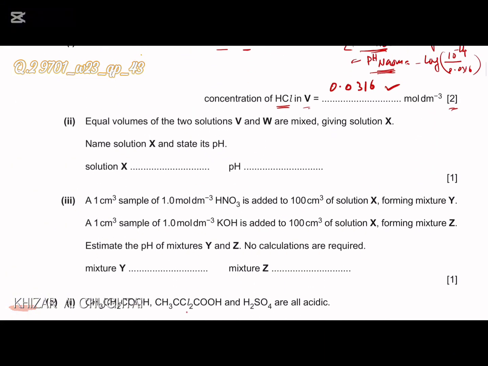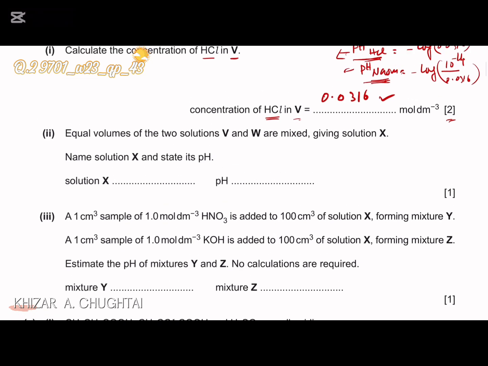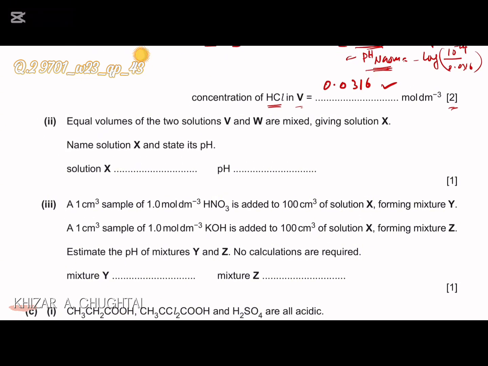Now come toward the next question, next portion, part 2. Equal volumes of the two solutions V and W are mixed, giving solution X. Name the solution X and state its pH. Two solutions V and W are mixed, their volumes are equal.